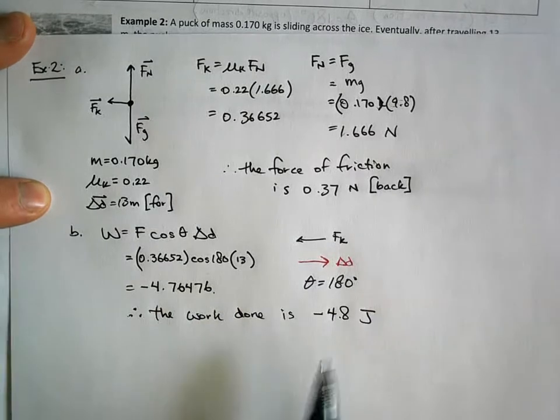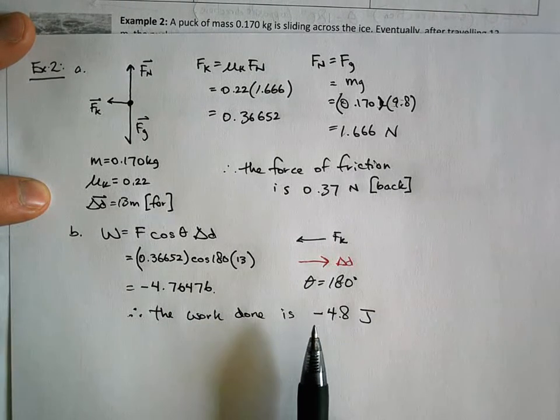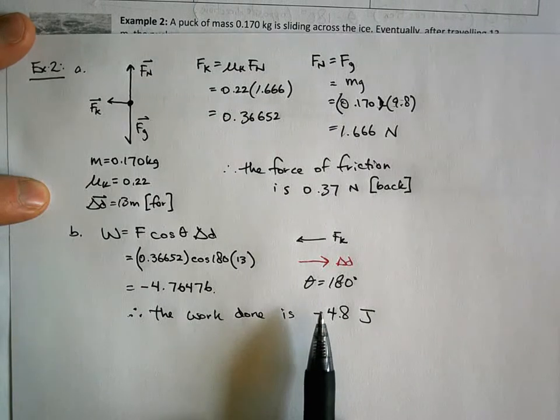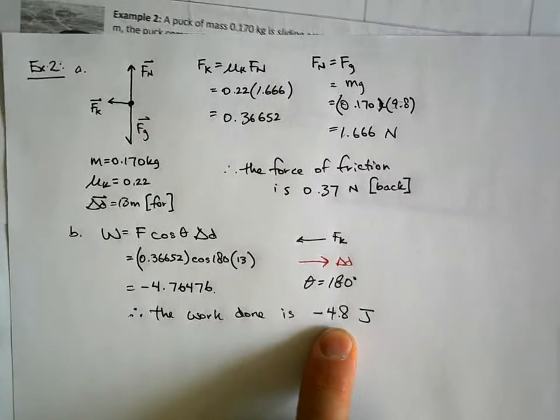We don't have a direction for work. Work is a scalar, so it just has a negative in front, and a negative tells us something. It tells us that energy is going away. And it's two significant figures.